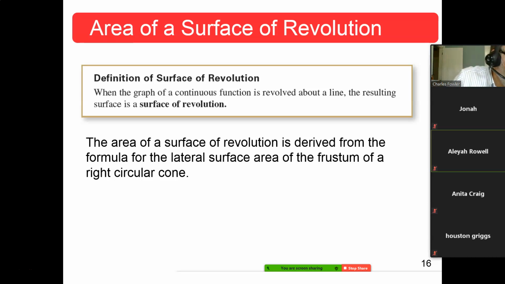I think that's misspelled, isn't it? No, frustum, I thought it was, I had an R in it.